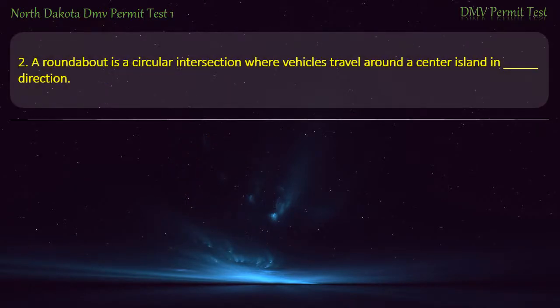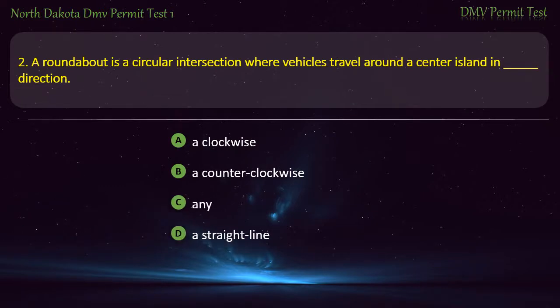Question 2. A roundabout is a circular intersection where vehicles travel around a center island in direction. A clockwise. A counterclockwise. Any. A straight line. Answer. A counterclockwise.